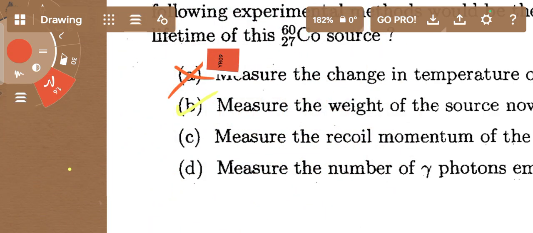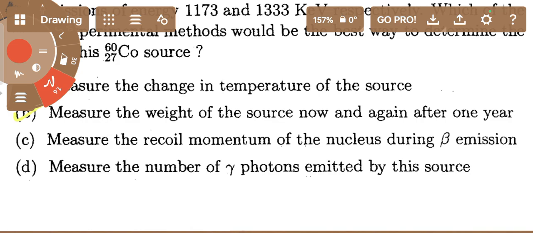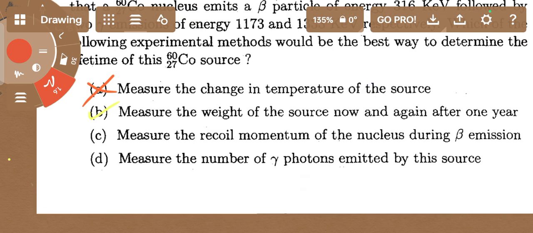So the next option is measure the recoil momentum of the nucleus during beta emission, which is again not the ideal thing that we need to do in this experiment. We need to find the number of particles, right? So recoil momentum has no use here. Usually recoil momentum, as far as my memory goes, is used in the Rutherford experiment for finding the scattering angle or the impact parameter of the nucleus. So no use in this radioactive decay problem. You can cancel it.